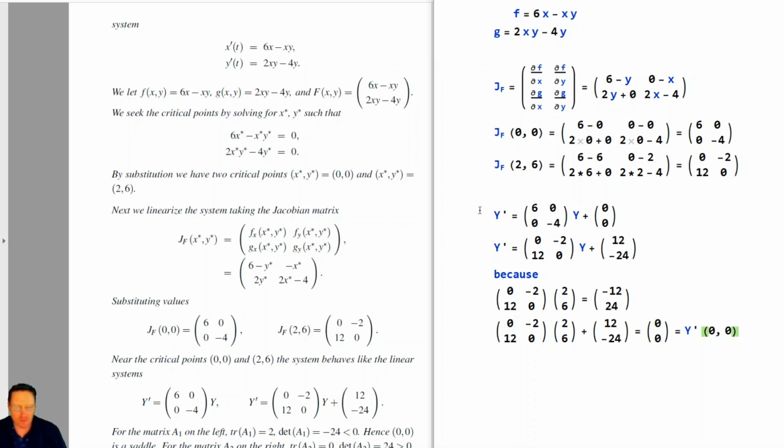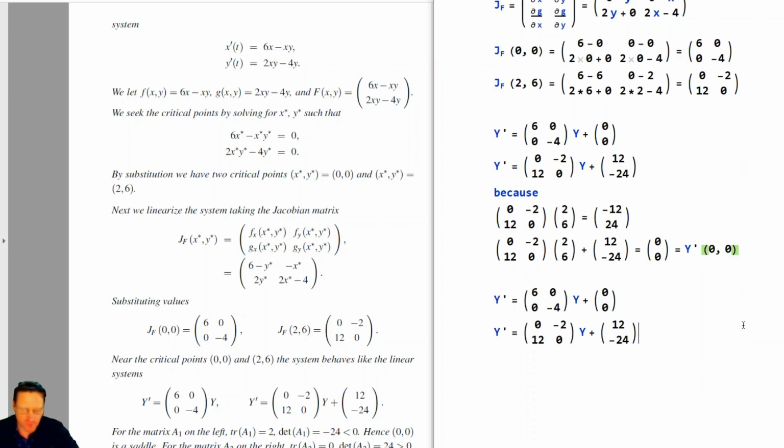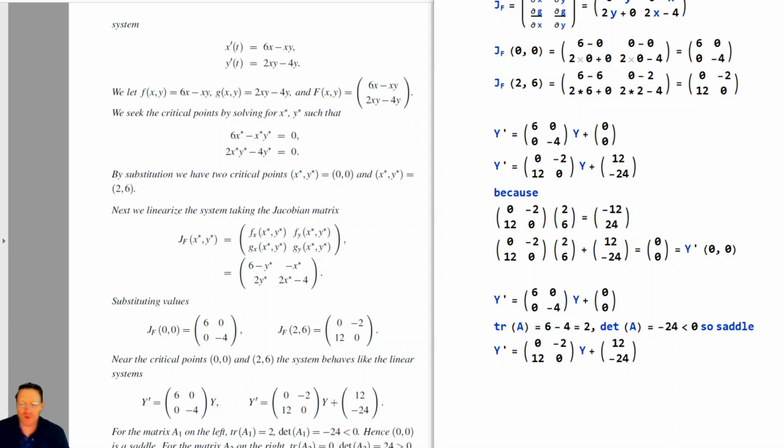All right, so let's write down, we've got our two linearized systems near those critical points. So now what we want to do is classify each of these. So in the top one, we have the trace of the matrix A is 6 minus 4, which is 2, and the determinant of the matrix A is minus 24, which is negative. So this is a saddle near the critical point 0, 0.